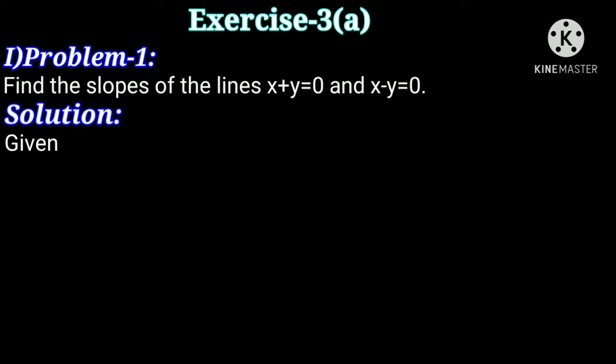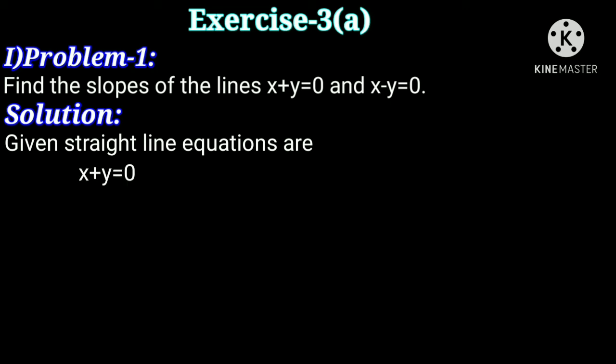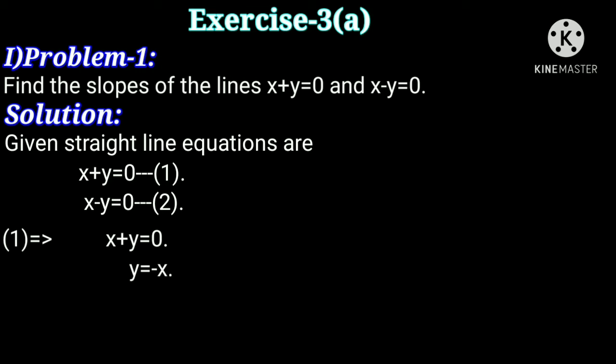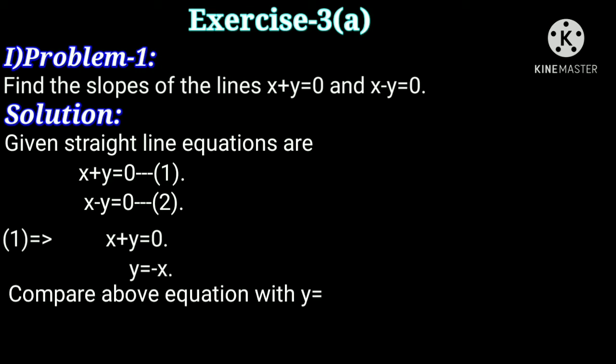Solution. Given straight line equations are x plus y equal to 0, this is equation number 1, and x minus y equal to 0, equation number 2. For finding the slopes of the equations, we transform the equations into y equal to mx plus c form. First, we transform equation number 1, that is x plus y equal to 0, that is y equal to minus x. Compare the above equation with y equal to mx, we have slope m equal to minus 1.